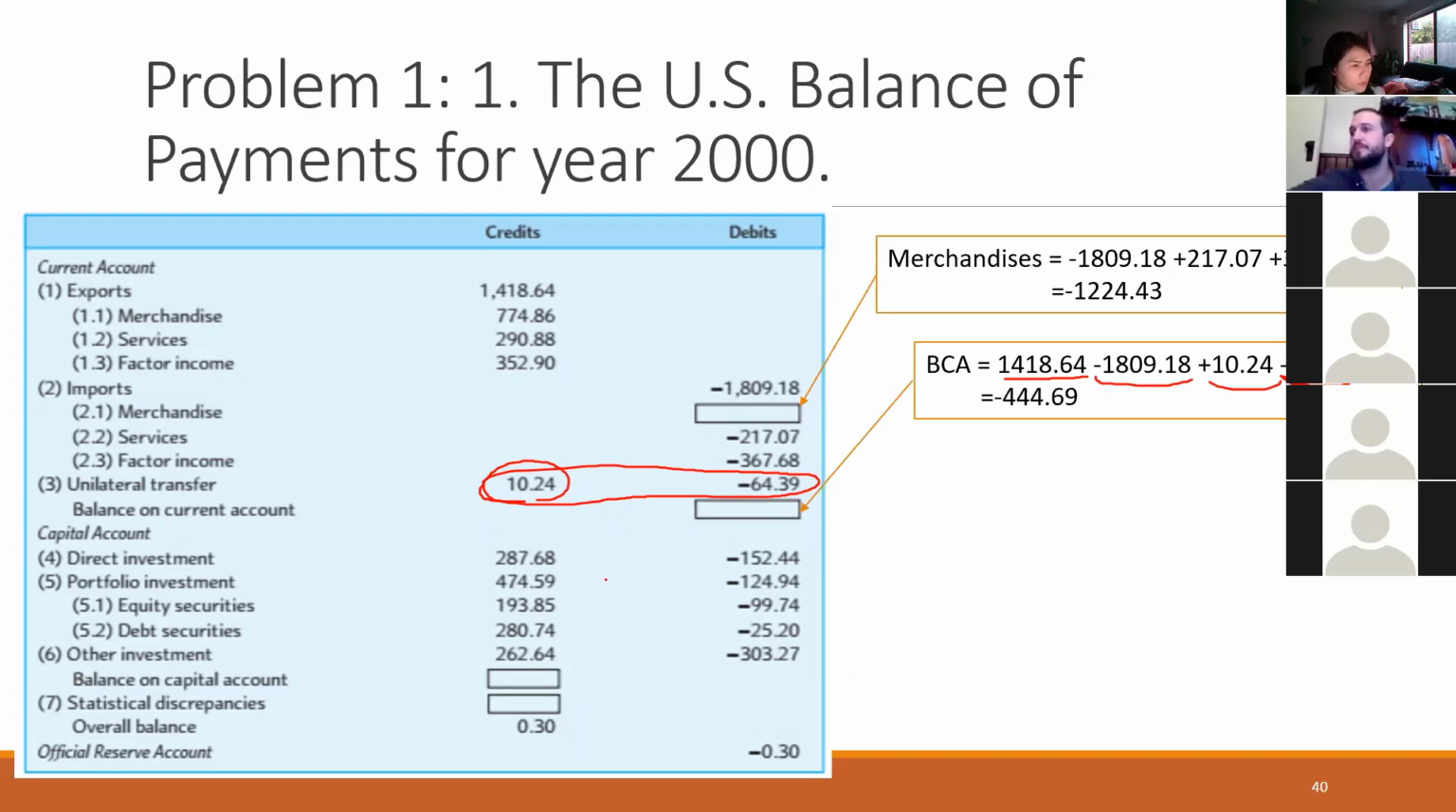Okay, similarly for the balance on the capital account, I want to sum up the values of sections 4, 5, and 6. So for direct investment, this is how much foreign investors invest in the US. This is how much investors invest overseas, okay? For direct investment.